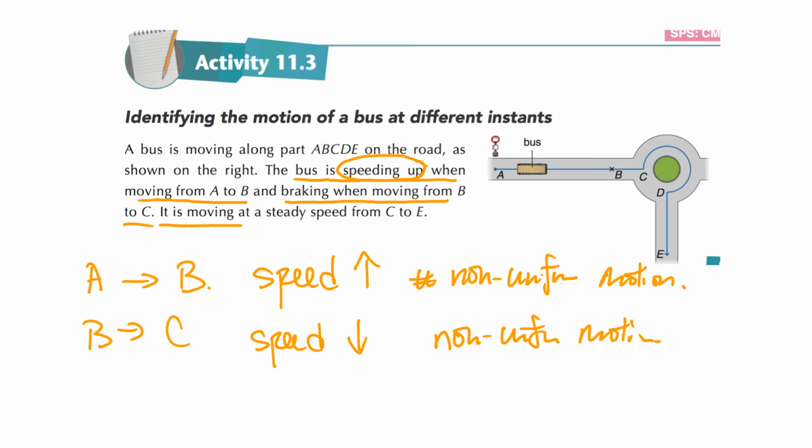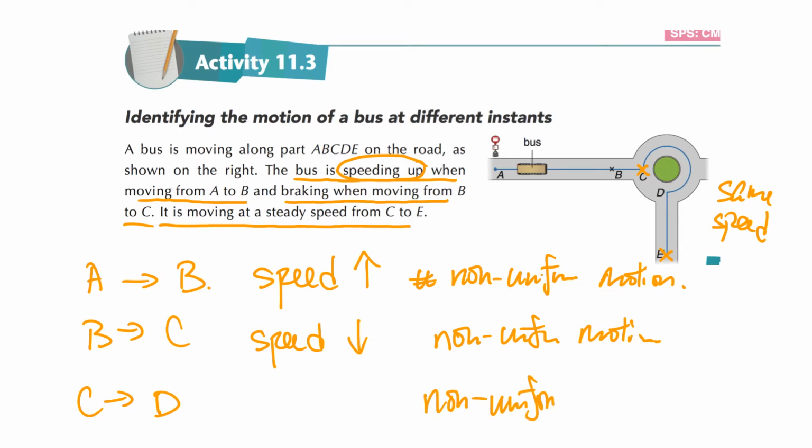After that, it is moving at a steady speed from C to E. That means from point C to point E, it has the same speed. However, from C to D, it is still a non-uniform motion. What is the reason behind this? Correct, because we change the direction. You'll find that the bus goes in this direction, then goes in a different direction as time passes by. So we are changing the direction, and C to D is also a non-uniform motion.